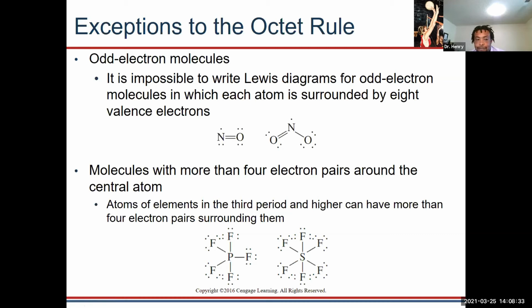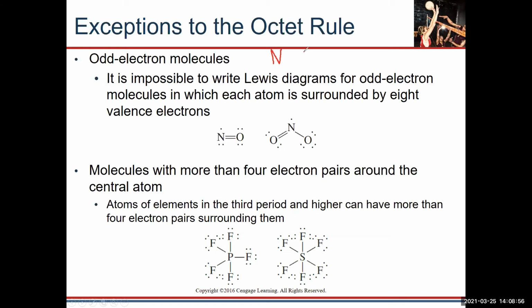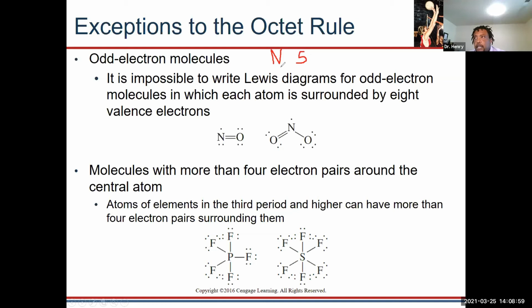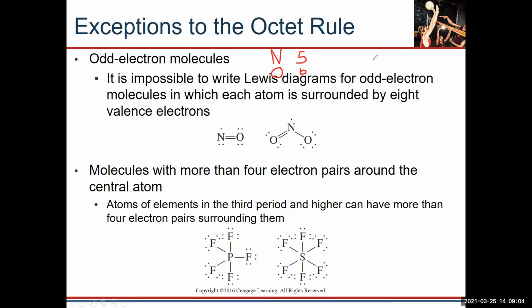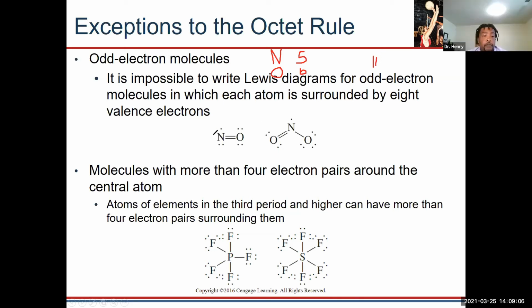Okay, you guys are going to hate me, but there are exceptions. One of the exceptions is if we have an odd number of valence electrons, so the total valence electrons are odd. It's going to be an exception, like nitrogen monoxide. Nitrogen has how many valence electrons? It has 5 valence electrons, and oxygen has 6. 5 plus 6 is 11.